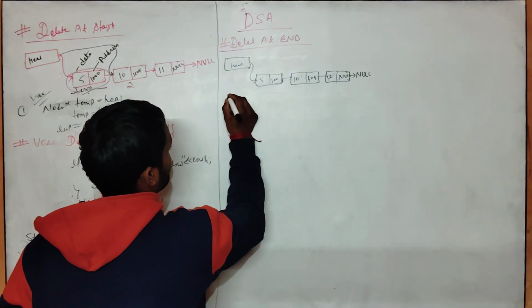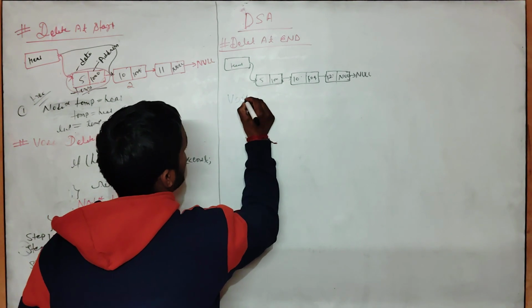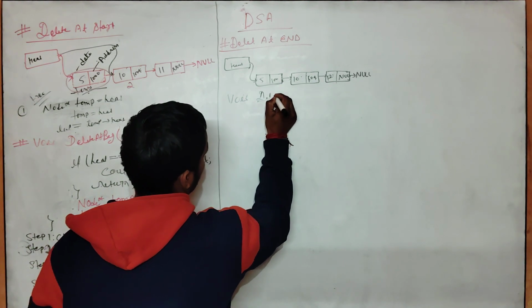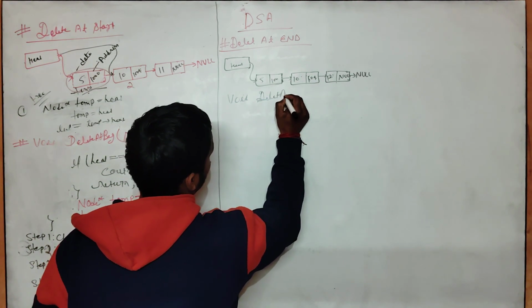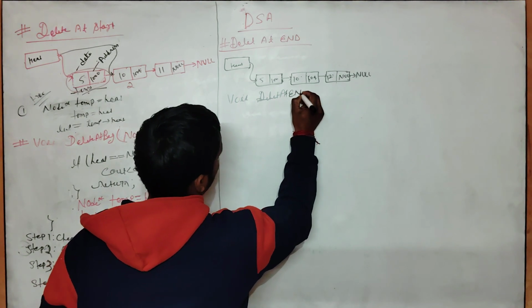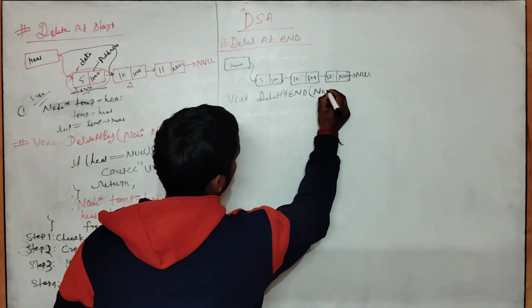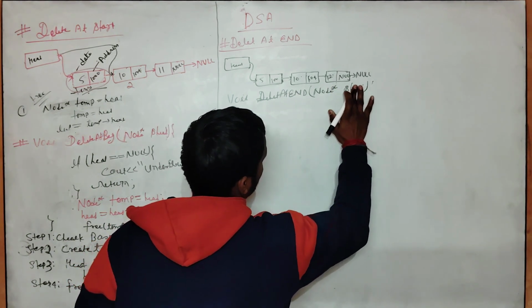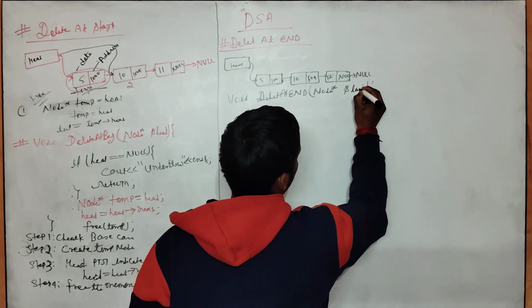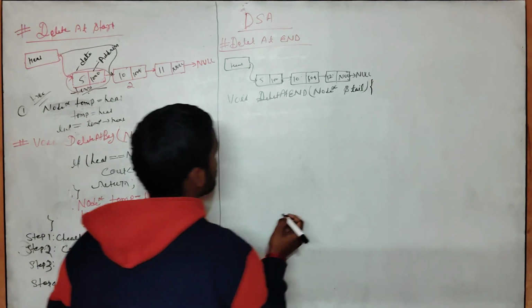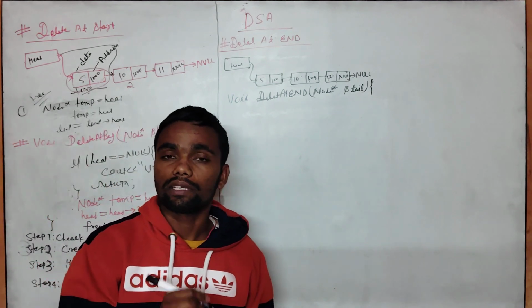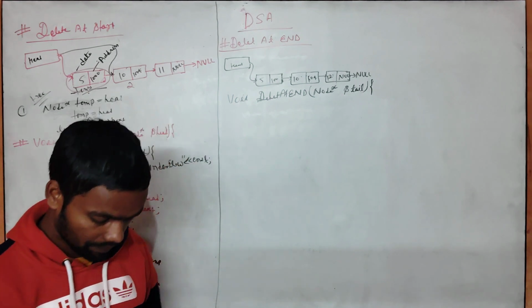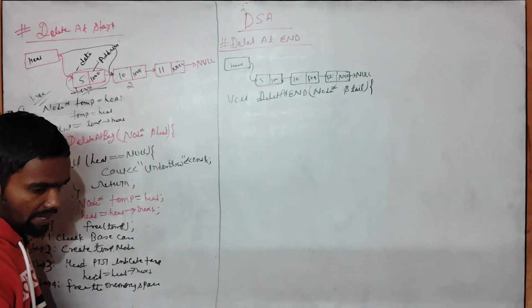Fine, then how can we traverse? Okay, firstly I make one function, void delete at end, and I'm creating a similar node, here address of head, here address of tail. Can I write tail here? Okay, fine, and I am checking one base condition. What will be the base condition here? Can you tell me, anyone?